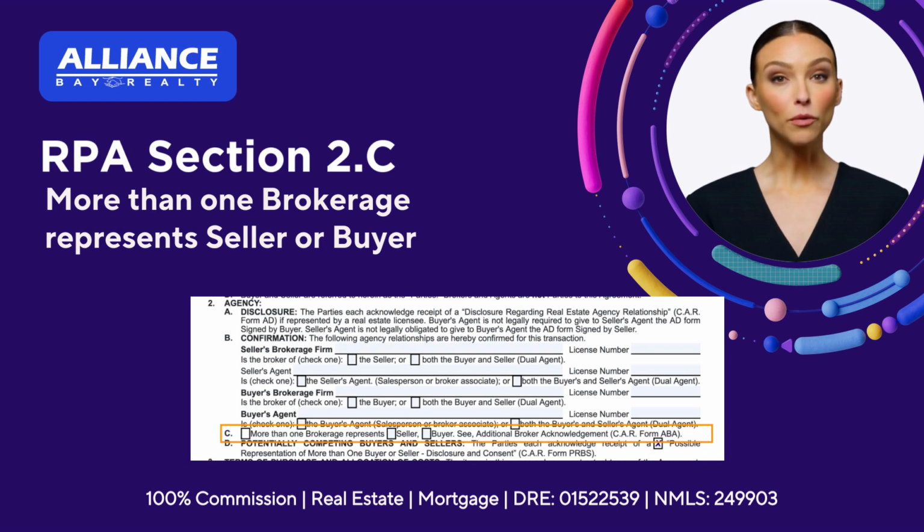Section 2.c, more than one brokerage represents seller or buyer, CAR-ABA. This small checkbox triggers the additional broker acknowledgement, ABA, when more than one brokerage, or sometimes multiple licensees, is appearing on one side. When to check it: there are co-listing brokerages on the seller side, or there is an unusual arrangement where multiple brokerages share representation on the buyer side, or you need to add additional licensees formally to reflect who's acting in the file. What to do if checked? Attach and complete CAR Form ABA to list the additional brokerage(s)/associate(s) and their license numbers.